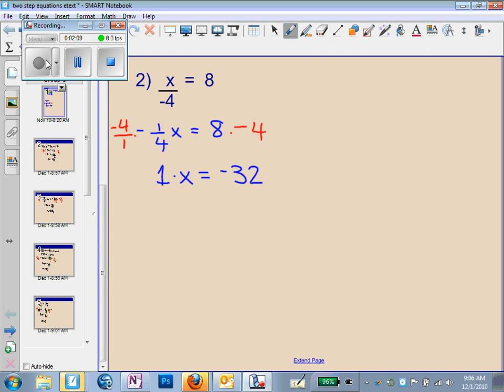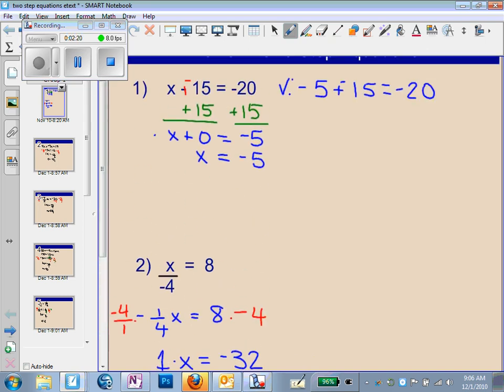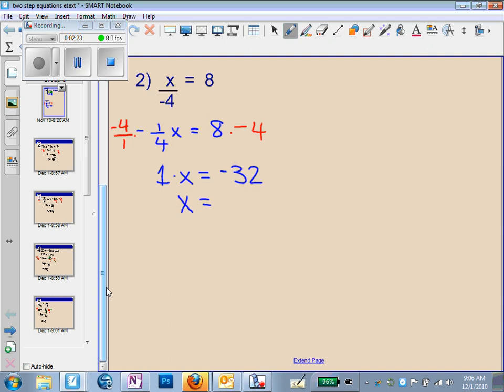Now on the left side, our whole goal is to get the 1 times x, because that's how you get x by itself, since 1 times x is x. And when you multiply, you want to end up with 1 times x. When we're adding, you want to end up with x plus 0 to get x by itself. So we get x equals negative 32. We can check this one very quickly in our head, again by substituting negative 32 in the place of x, and we see that indeed negative 32 divided by negative 4 equals positive 8. So we get a true statement.